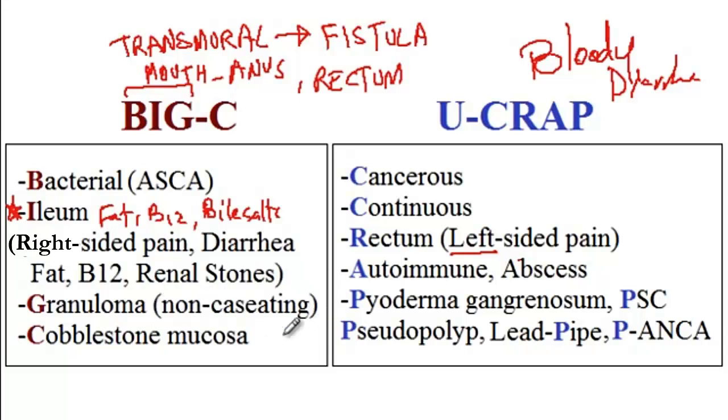So do you know what is the difference between caseating and non-caseating granuloma? The answer is that in caseating granuloma, which is seen, for instance, in tuberculosis, there are dead cells at the center of the granuloma, versus the non-caseating granuloma, where there are no dead cells inside. So patients with Crohn's disease have non-caseating granuloma. And then finally, C stands for cobblestone mucosa, and these patients have skipped lesions.